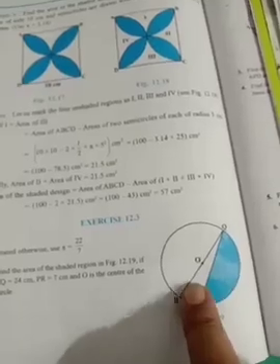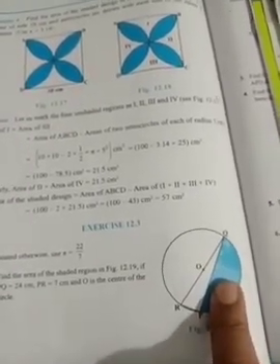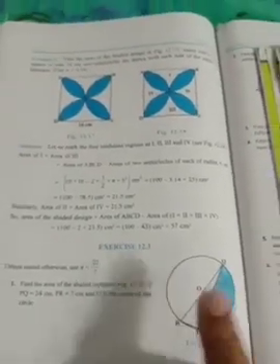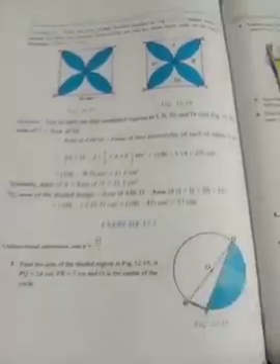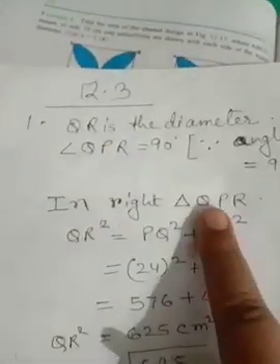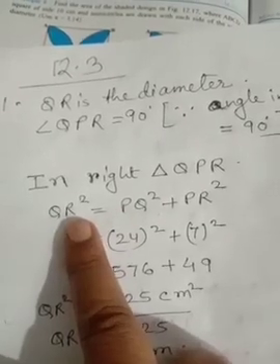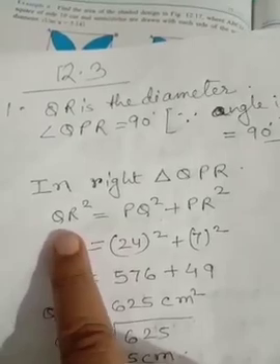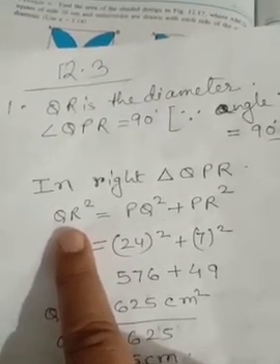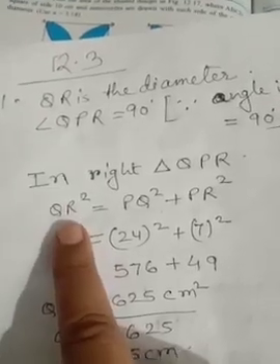So here you have to find the area of the triangle and then subtract it from the area of the semicircle. Then you can get the shaded region. So first our attempt is to find the radius of the circle. Let's start. In the triangle QPR we know that the hypotenuse square is equal to perpendicular square plus base square, and QR is the diameter of the circle because it passes through the center of the circle. So QR is the diameter.